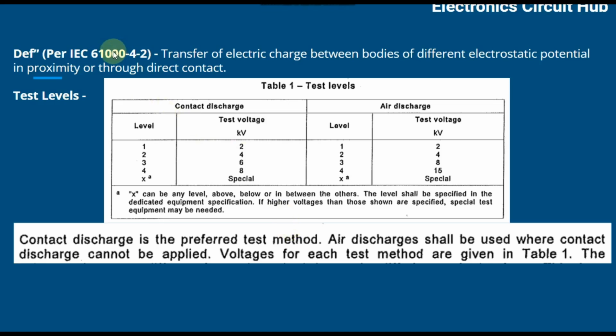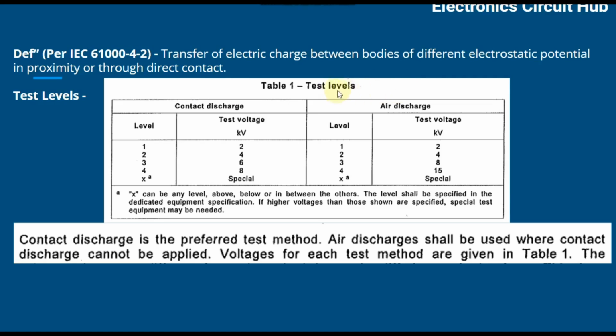So what is the definition of ESD as per the IEC 61000-4-2 standard, right? This standard is applicable to almost all products. You can define different voltage levels. So what is the definition of ESD as per the IEC standard? It says it is the transfer of electric charges between bodies of different electrostatic potential in proximity or through direct contact.